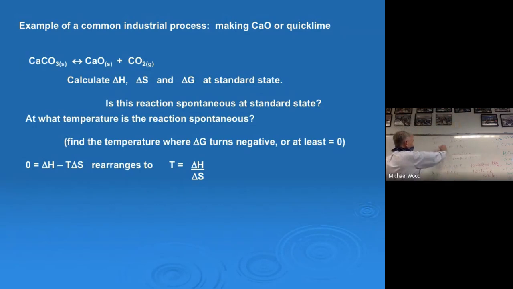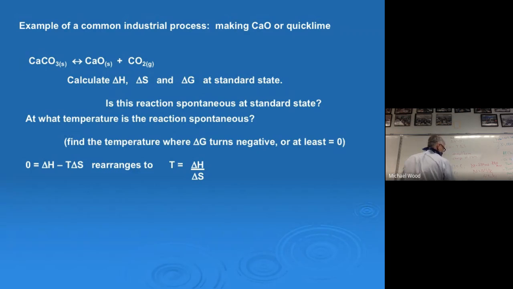If they rearrange this, they end up with delta H equals T delta S, so delta H over delta S equals T. They want this to be at least where delta G is 0, so they're at least going from non-spontaneous to spontaneous. If I plug in the numbers here, the delta H value was 178.5.